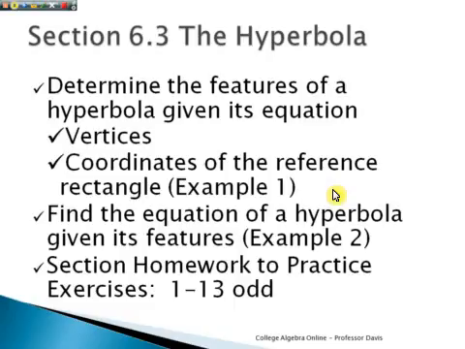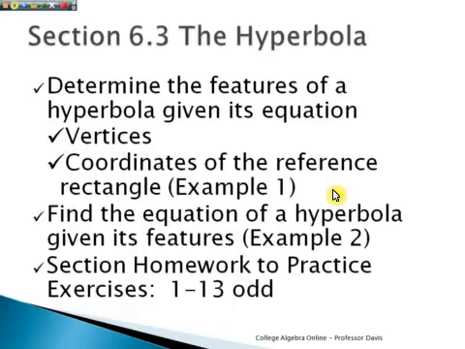So we have the vertices and that reference rectangle. That's all we need to be able to graph a hyperbola. We also want to kind of do the opposite, find the equation of a hyperbola if we know what its features are. So exercises 1 through 13 odd in that section help us with that.